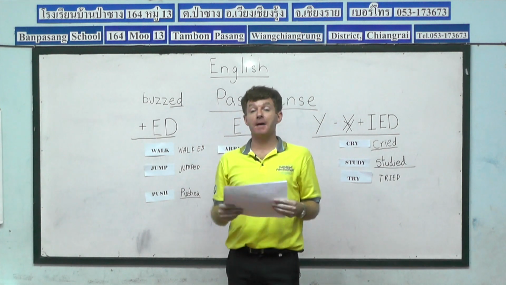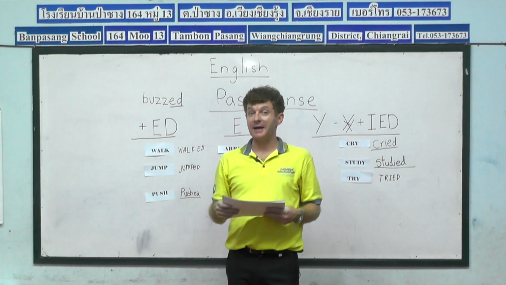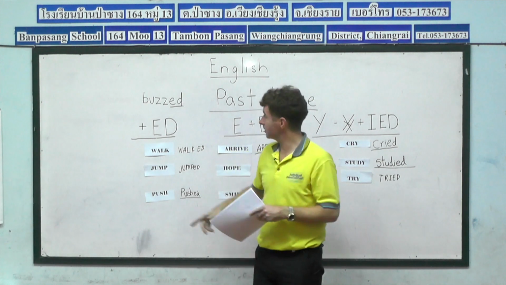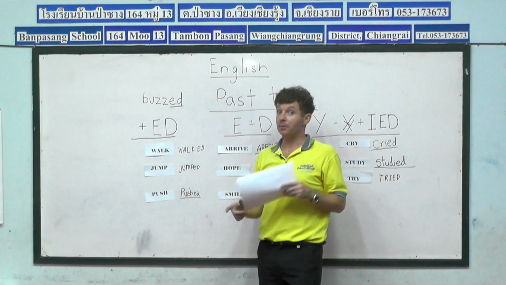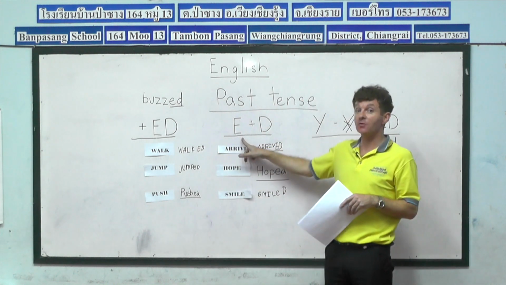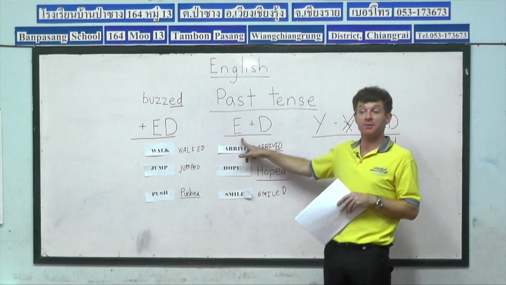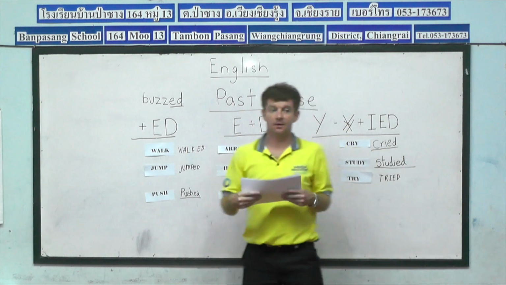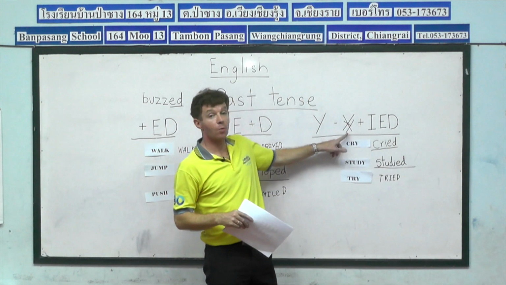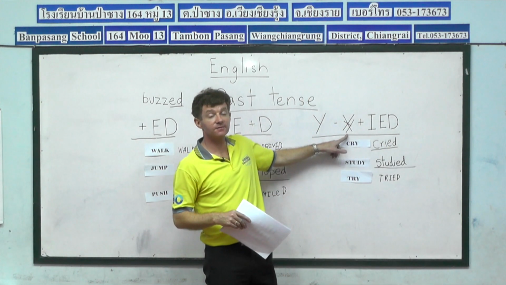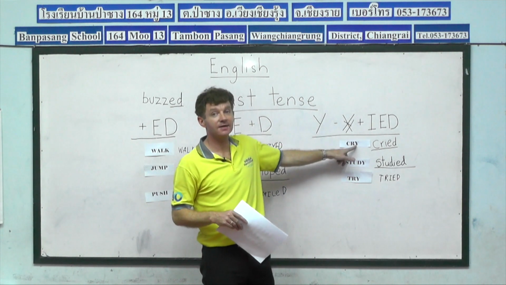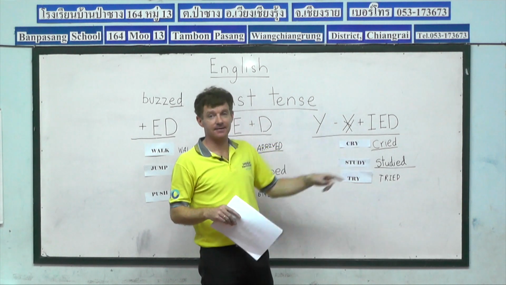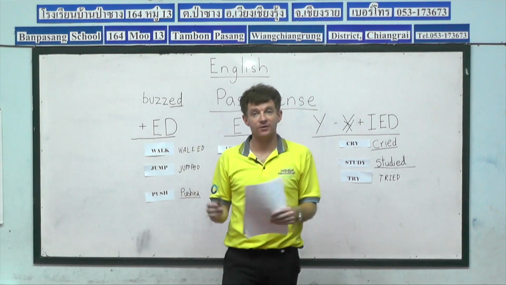So try to remember the 3 rules for spelling past tense form. The main one, plus ED. But if we already have the E on the end of the word, simply add D. And then finally, if the Y is on the end of the word and it's preceded by a consonant, delete Y and add I-E-D.